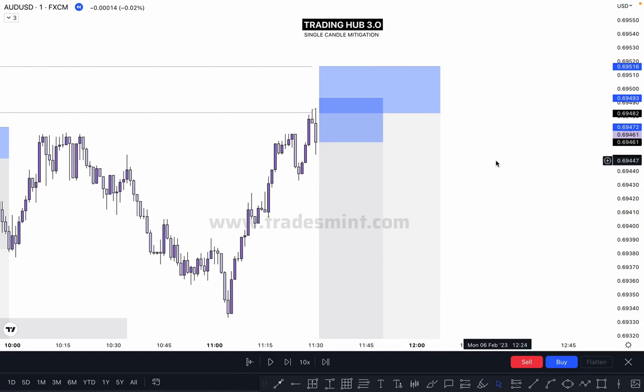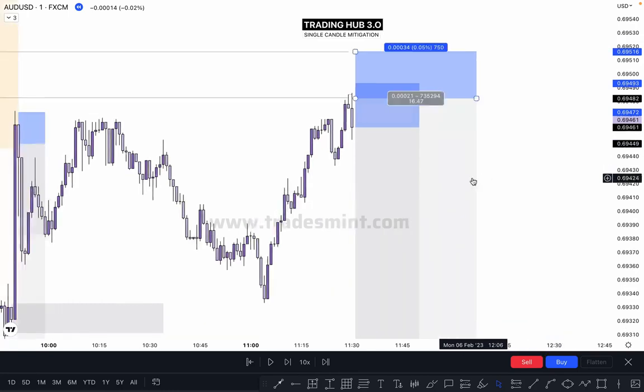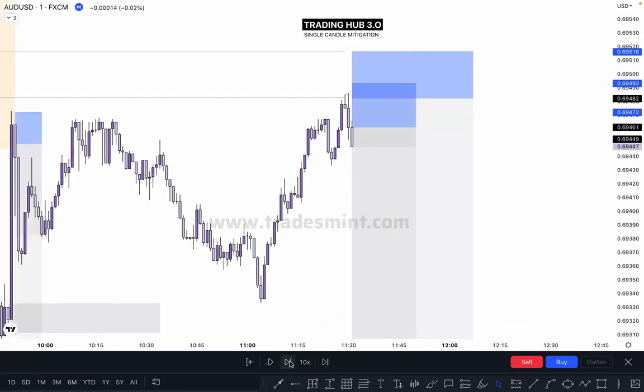Sometimes you miss the single candle order block entry, sometimes you miss the direct entry, then you can also catch the change of character based entry here. Chalk and flip entry model is also applicable here, correct? So let's see what happened next after this one.